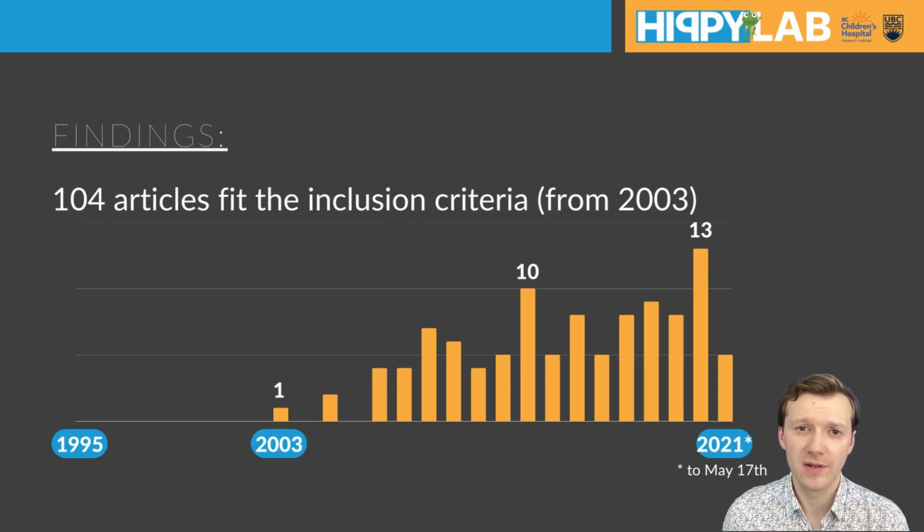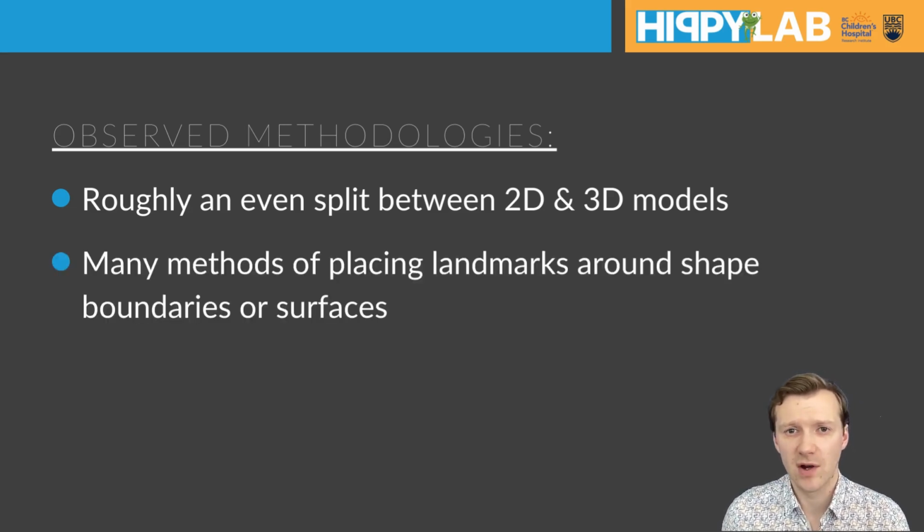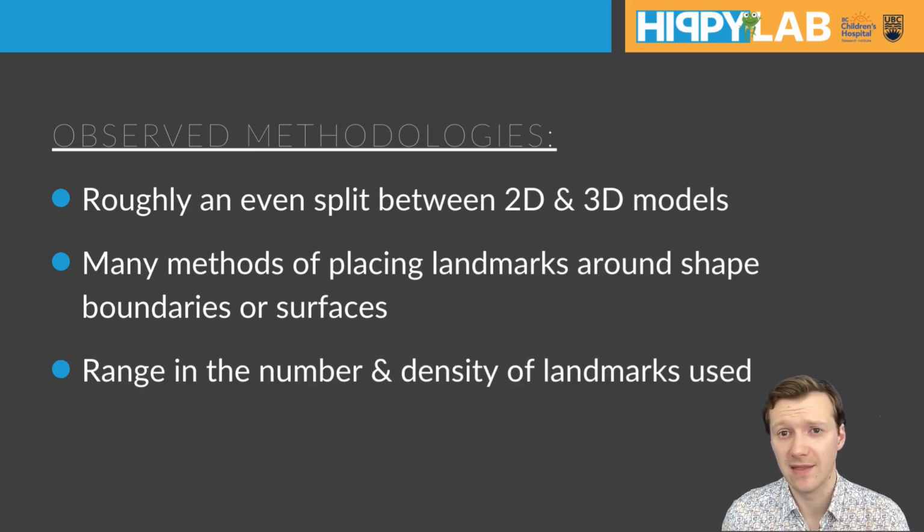So overall, we found 104 articles that fit our inclusion criteria, the first being published in 2003 and the publication rate increasing since then. And these studies included a large variety of methodologies, including about an even split between two-dimensional and three-dimensional models, many different ways of placing landmarks around the shape boundaries or shape surfaces, and a huge range actually in the number and density of landmarks that were used.